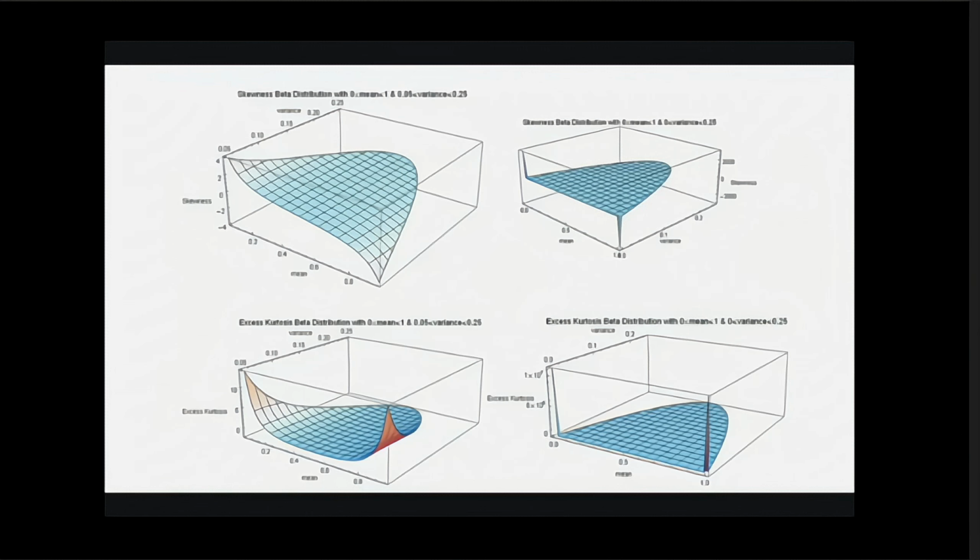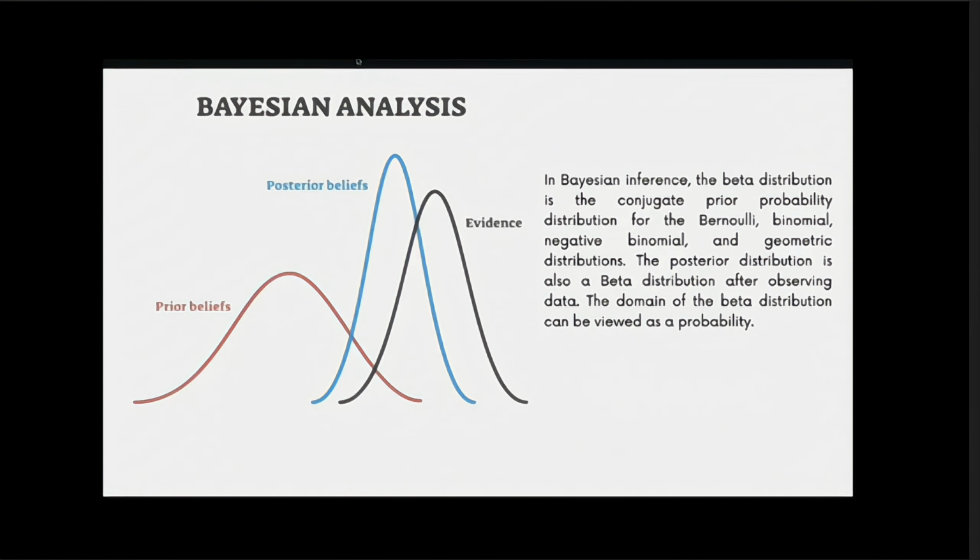Now let's talk about Bayesian inference. In Bayesian statistics, the beta distribution is used as a conjugate prior for the binomial distribution. Let's say you want to predict the likelihood of rain tomorrow. You start with prior beliefs based on past observations. As you gather new data, you update these beliefs into a new distribution called the posterior, which is still a beta distribution. This process of Bayesian updating is simple and intuitive, making it easier to revise predictions as new evidence comes in.